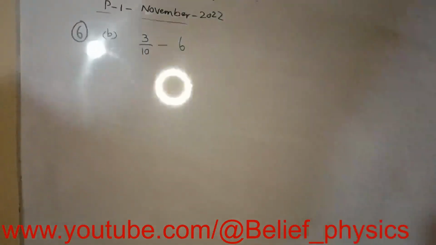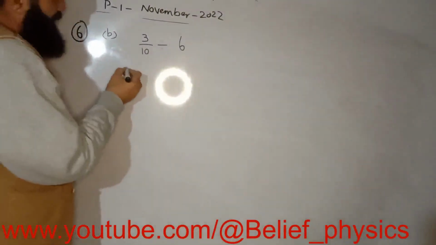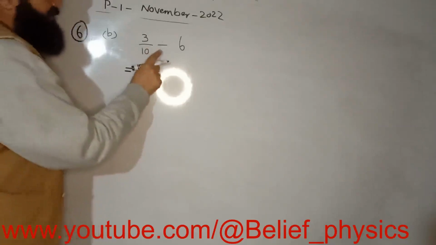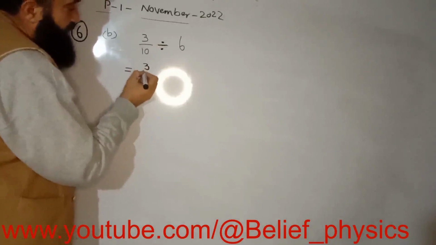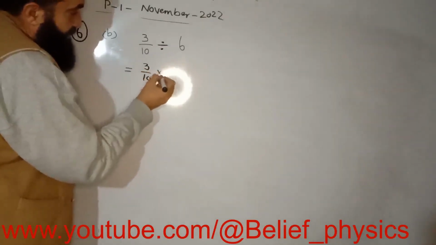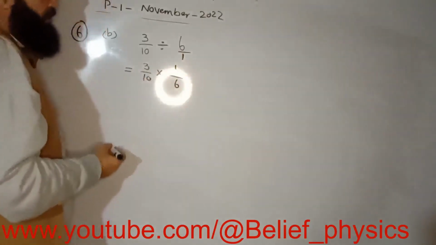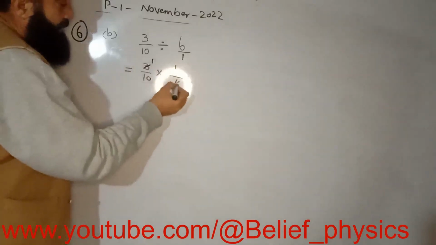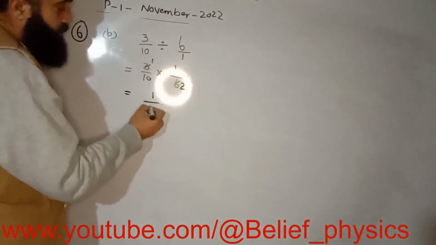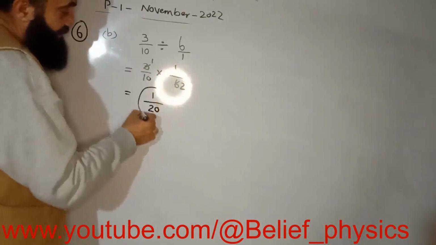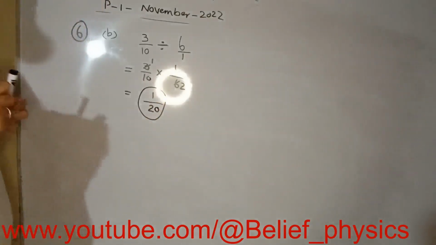Part B: we have to work out 3 over 10 divided by 6. In order to solve the division of common fractions, we will convert this division sign into a multiplication sign. So this is 3 over 10 multiplied by 6, which is actually 6 over 1, so we write it as 1 over 6. We switch it. Now 3 ones are 3, 10 times 6 is 60, so 3 over 60; simplifying, 1 over 20 is the fraction in its lowest terms. So this is the answer of part B.